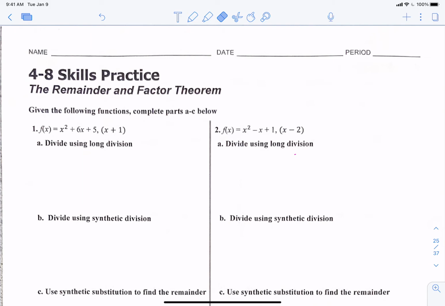Divide using long division. Okay, here's what I have you do. Skills practice. The only one that you have to do is number 2, which we're gonna do together. So we're gonna do number 2 together on skills practice, but on practice you have to do all of them.